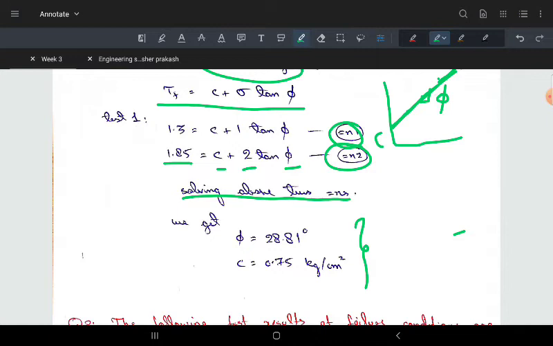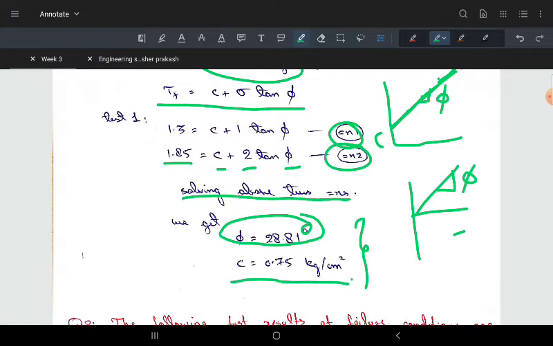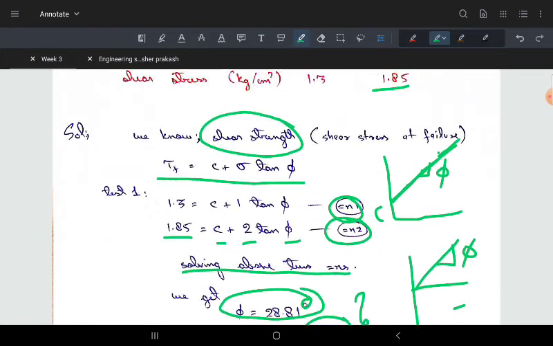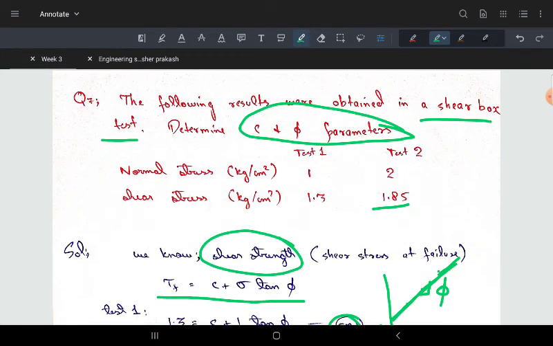Note the units here. Phi is simply an angle. It can be in degrees or radians, normally in degrees. C here, please note this important point, has the unit of stress, kg per centimeter square, or you can write kilonewton per meter square. That is C. So this completes this question. This was a simple question, not much to find.